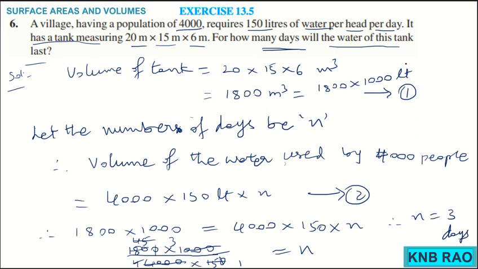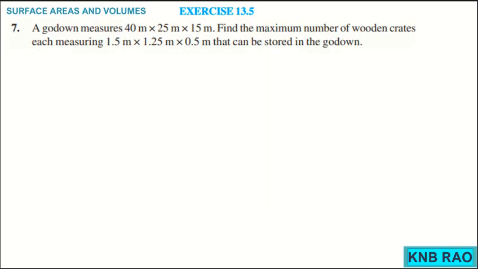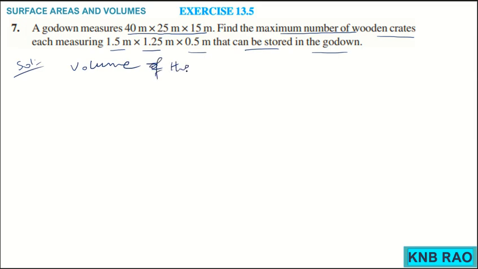Now moving on to question number 7. A godown measures 40 meter by 25 meter by 15 meter. So length, breadth and height are given. Find the maximum number of wooden crates, each measuring 1.5 meter by 1.25 meter by 0.5 meter, that can be stored in the godown. So in this question also, children, you should know the volume of the godown.